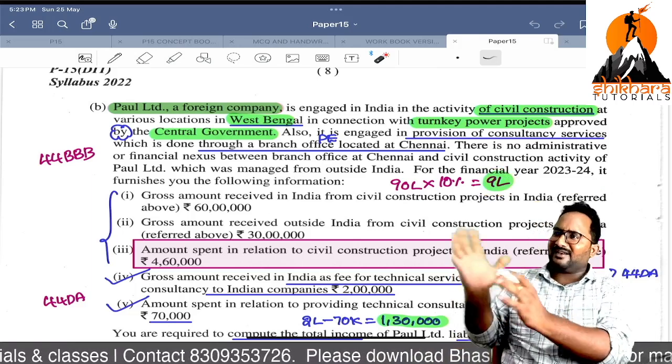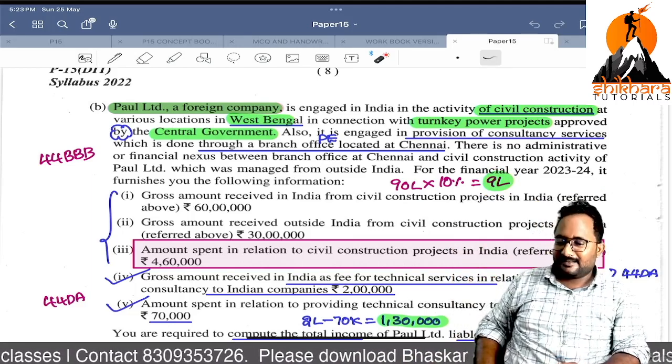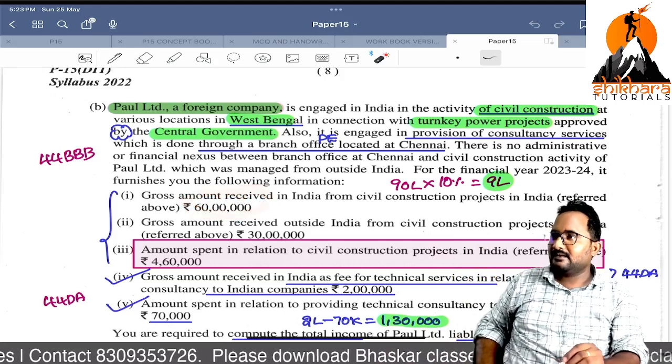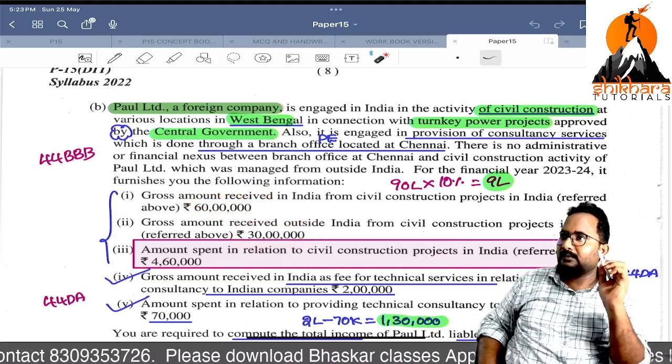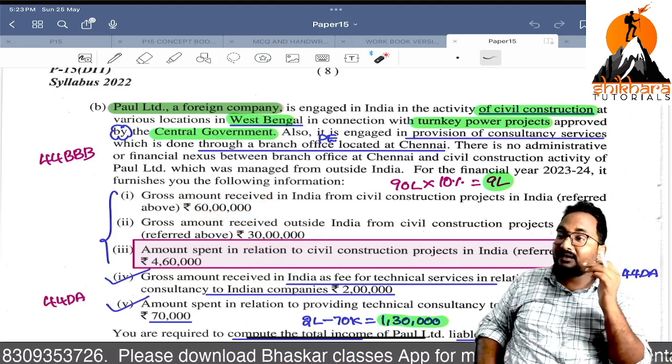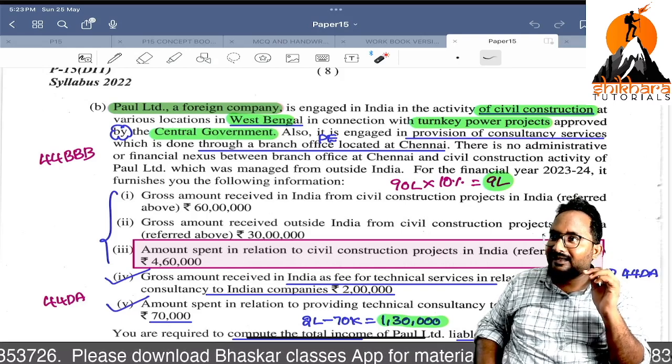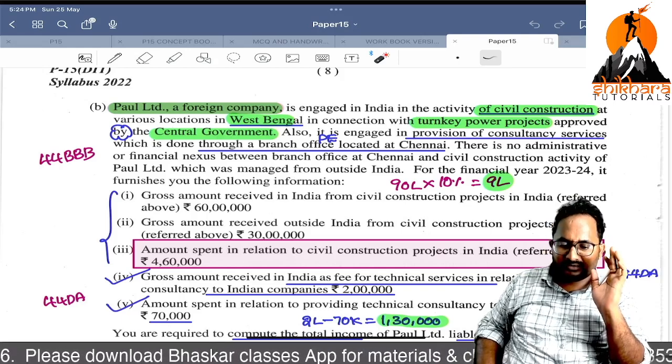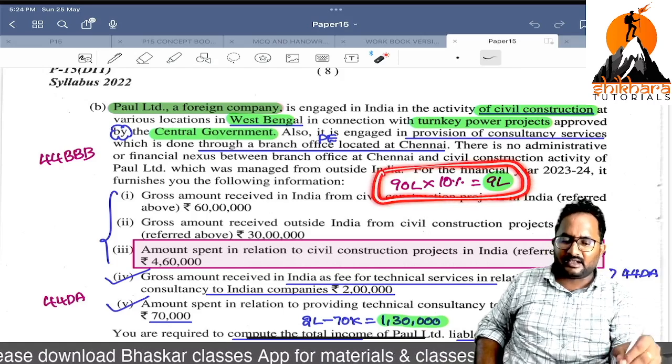Okay, how did you calculate that? Just tell me. 60 lakh. Next, total. 10%, 9 lakh. Okay, it is in presumptive income we have to declare.